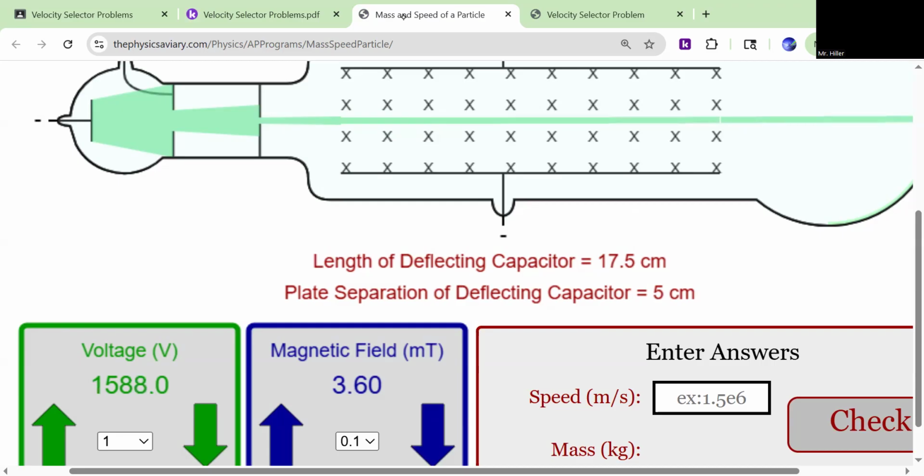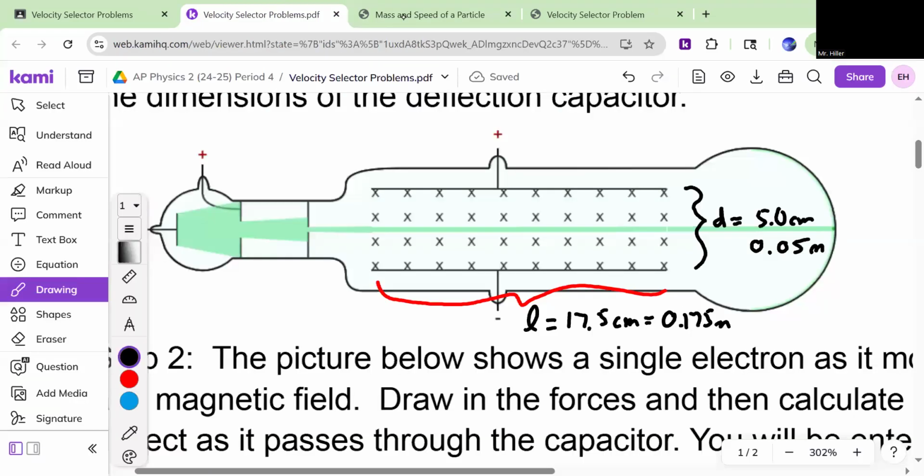Now we can record our values, okay? So mine's at about 1588 and 3.6. You go ahead and record yours, because it's going to be any combination of voltage and magnetic field that gets the beam to go through undeflected. So record your values, I'll record mine.